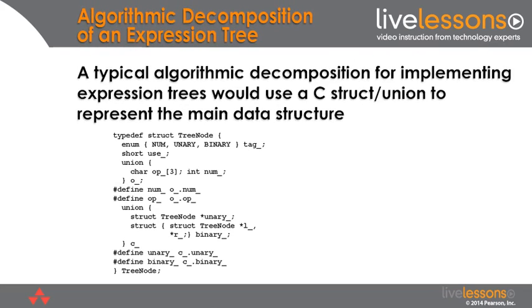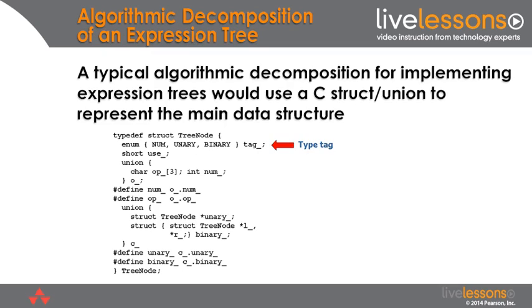So let's take a look at a representative algorithmic decomposition of an expression tree. A typical way of doing this would implement the expression tree using some kind of C-like structure and union to represent the main data structure. So we might have, as we show here, some kind of tree node struct which contains a number of different parts. One thing we'll have here would be a type tag which is going to be used to indicate what kind of tree node we've got.